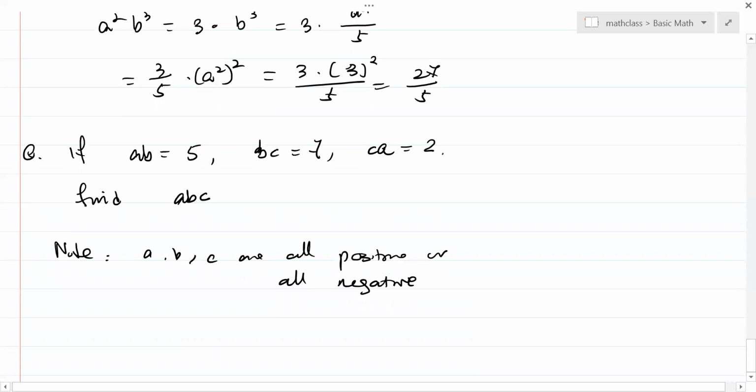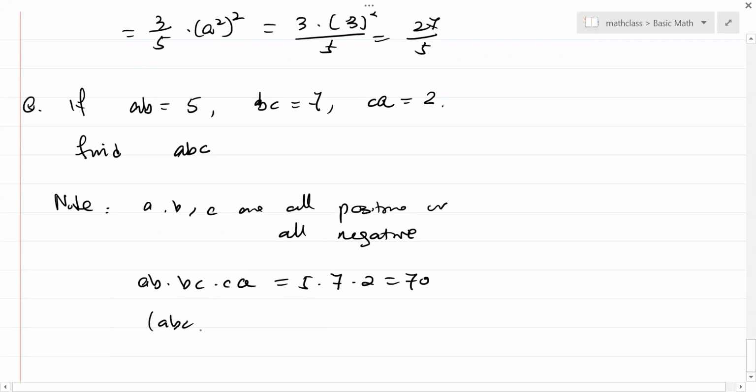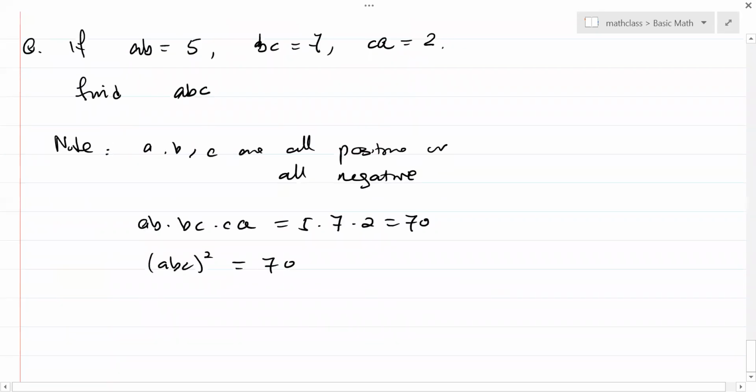Then to solve this problem, you just need to do A times B, B times C, C times A, which is going to be 5 times 7 times 2, it's 70. The left-hand side becomes (ABC) squared. So you see, you don't need to find A, B, C. ABC is going to be plus or minus the square root of 70. It can be negative. If all of them are negative, then the product of three numbers will be negative. So be careful, unless I already tell you they are positive numbers.